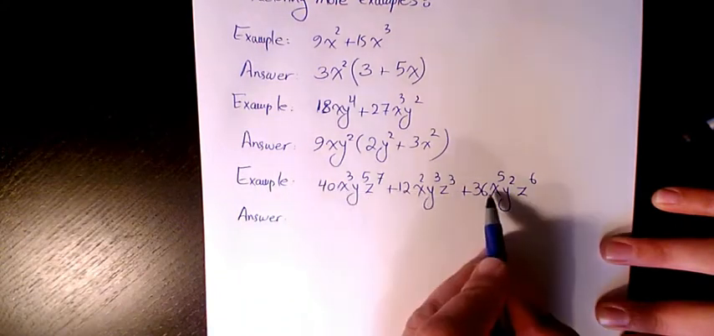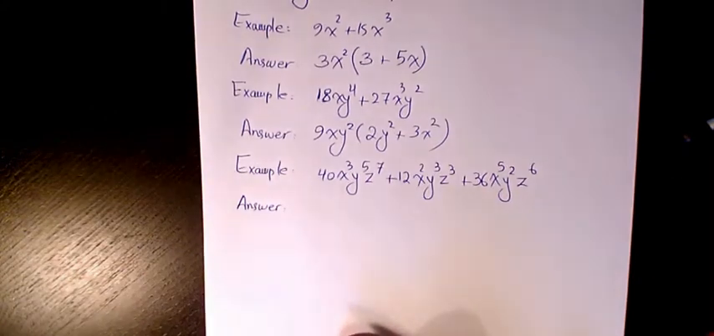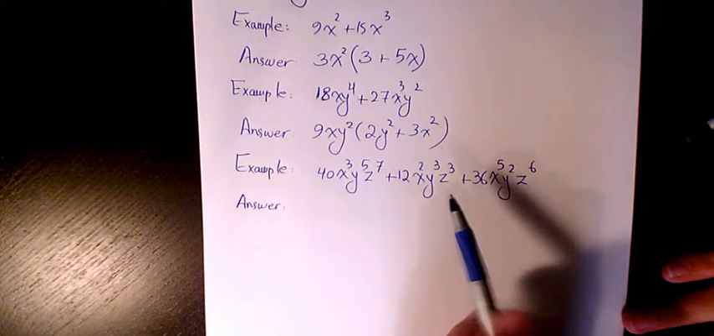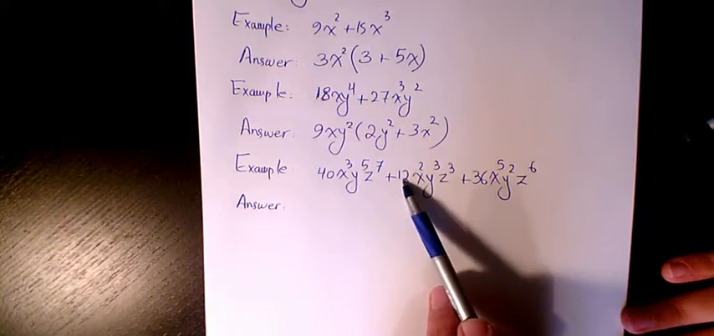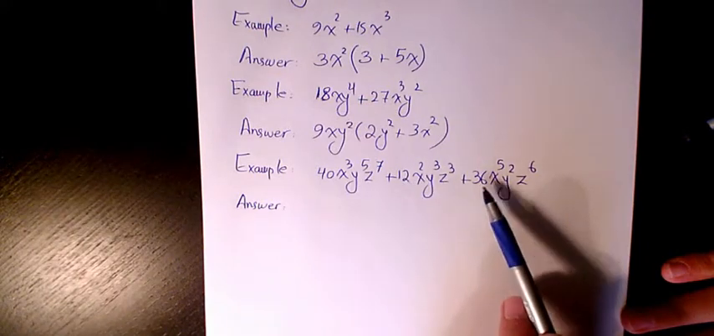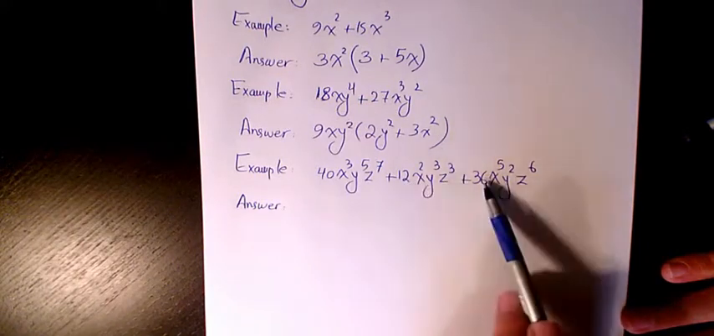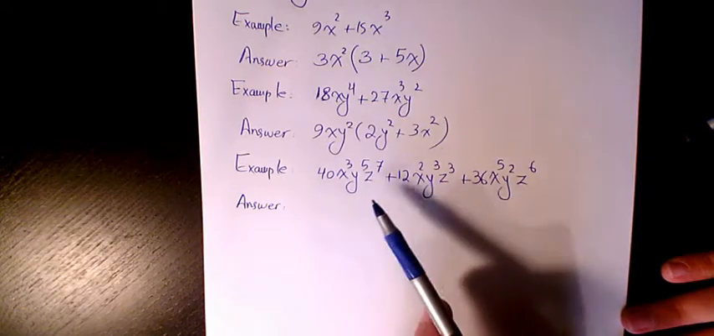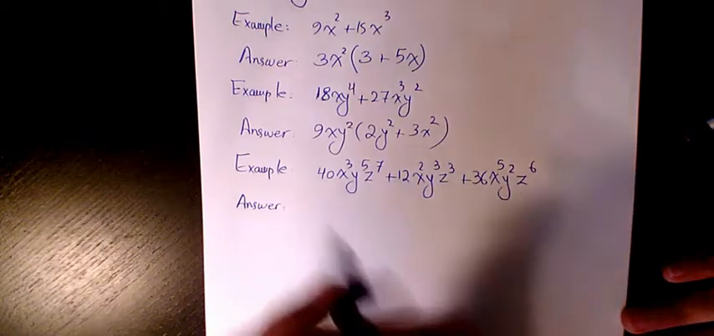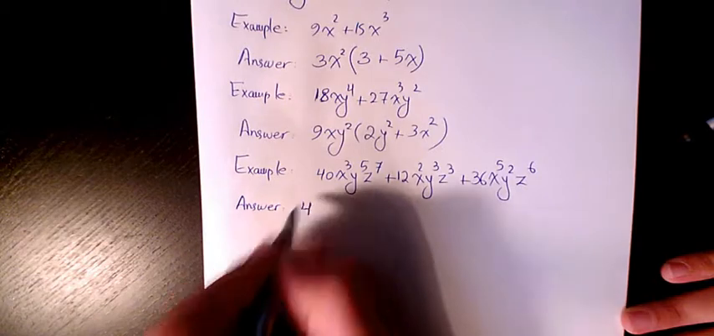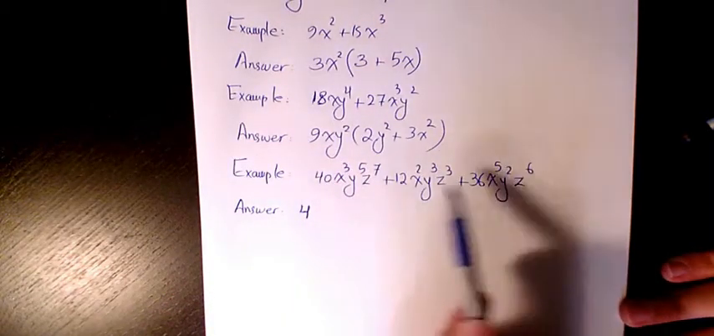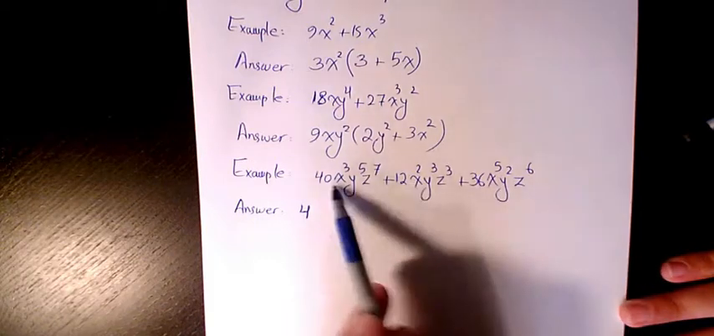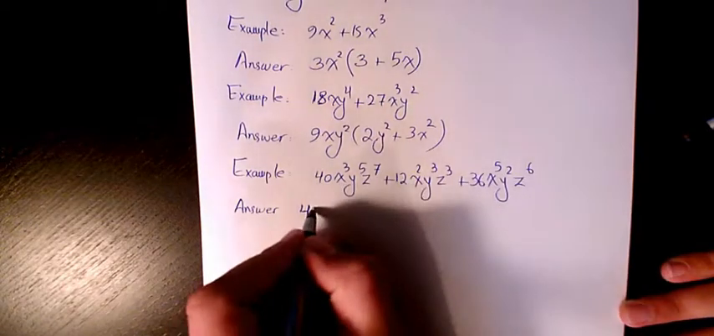40, 12, and 36. So what's the GCF or greatest common factor for these three? That's 4 times 10 or 8 times 5, 4 times 3, 4 times 9. So I think the greatest common factor is 4 for all of them. So I'm going to have 4. Then x to the power of 3, x to the power of 2, x to the power of 5. So we need to find x with the smallest exponent. So it's going to be x squared.